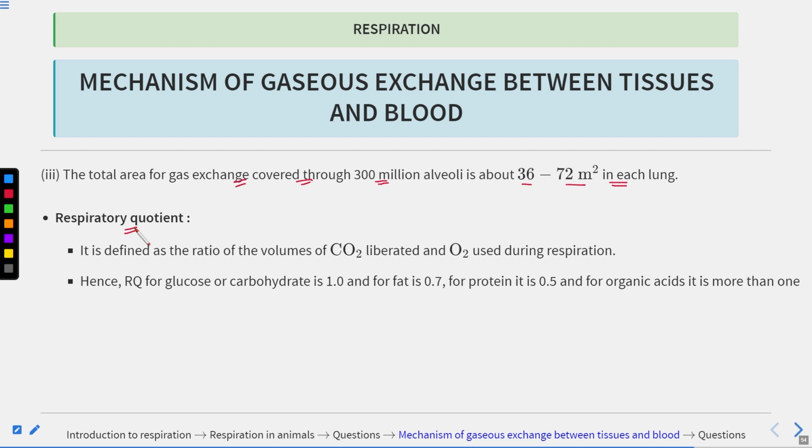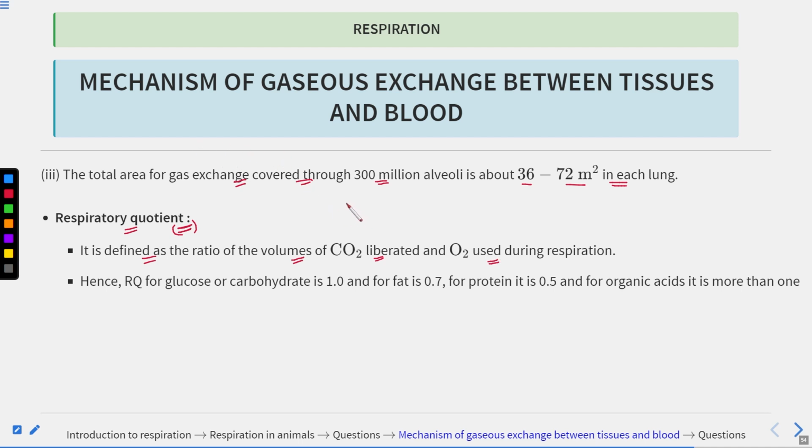Okay, so if we know the respiratory quotient for a particular substrate that is being oxidized during the respiration, we can tell whether the respiratory substrate is carbohydrate, protein or fats. So let's first look at the definition of the respiratory quotient. It is defined as the ratio of the volumes of carbon dioxide liberated to the oxygen used during the respiration. So during respiration, what happens?